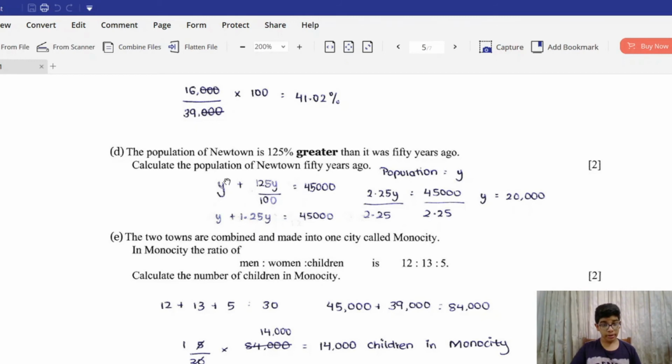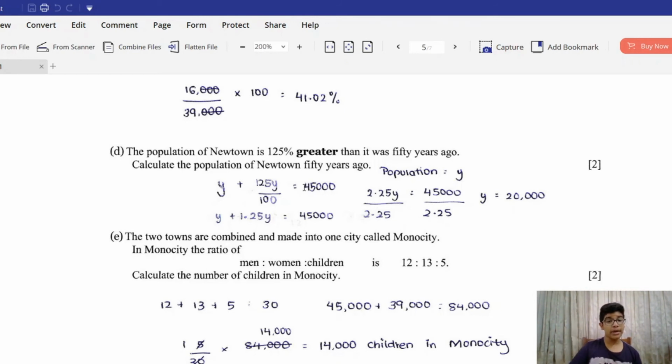So, back then, the population was 1y. Basically, the original 100% of the population. So keep it as y plus 125% greater. So basically add 125 over 100 times y. This is basically an addition of the 125% is equal to 45,000. Let's do that again.